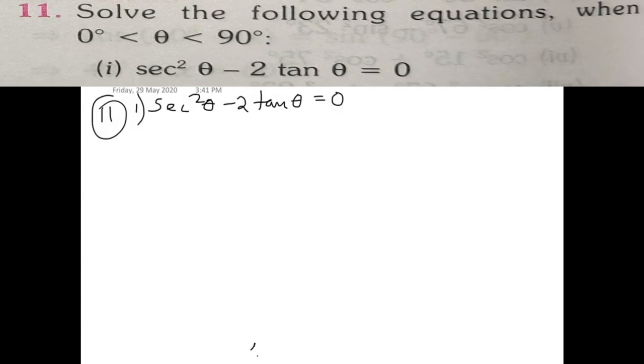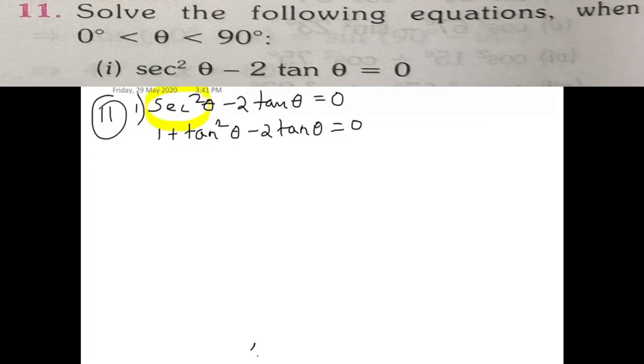So you are asked to find here the value of theta. Find the value of theta. As you are asked to find the value of theta, it means in fact you have to find what the angle is. Now to find out the angle, first let me apply the formula. The formula for sec square theta is 1 plus tan square theta, and then this is minus 2 tan theta equal to 0.